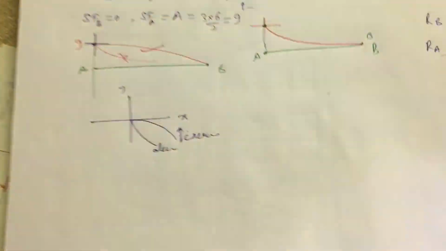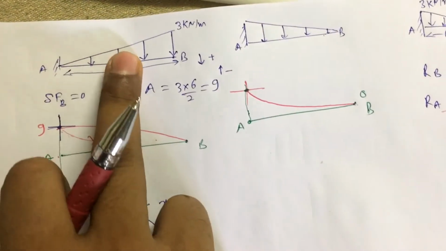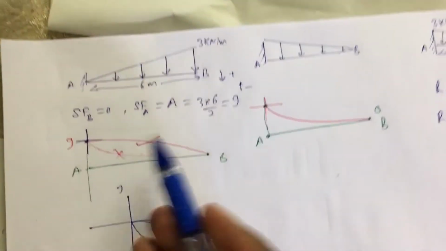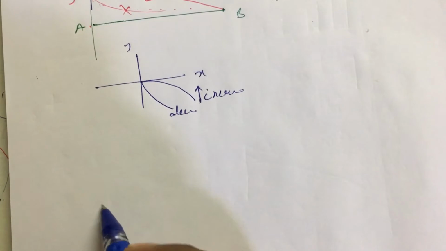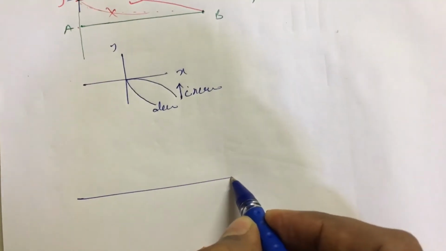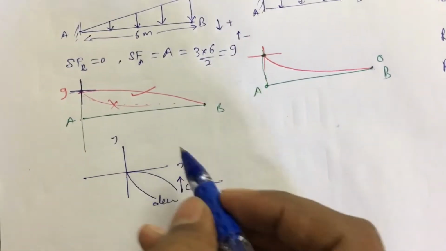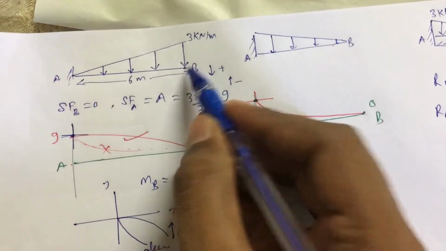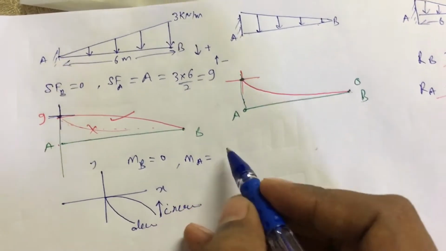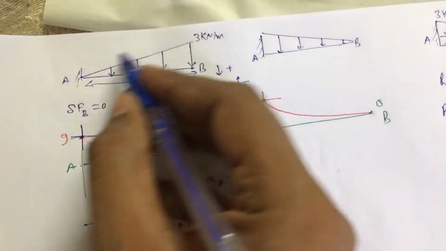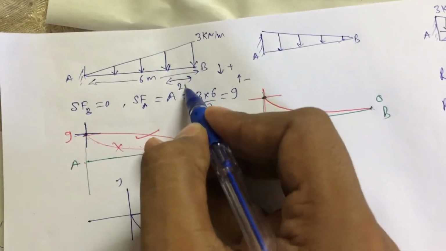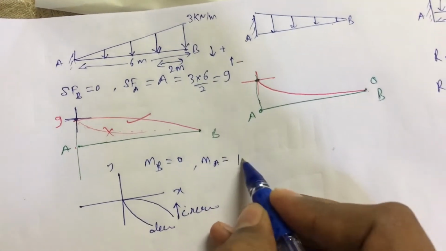Now let's draw the bending moment for this loading. If you are going to draw the bending moment, first of all find the data for the bending moment. So this is your beam, and let's do the bending moment calculation. Moment at B will be 0, and moment at A will be nothing but the total load, which is 9, and it will act at 2 meters. So 9 into 2 will give me 18.